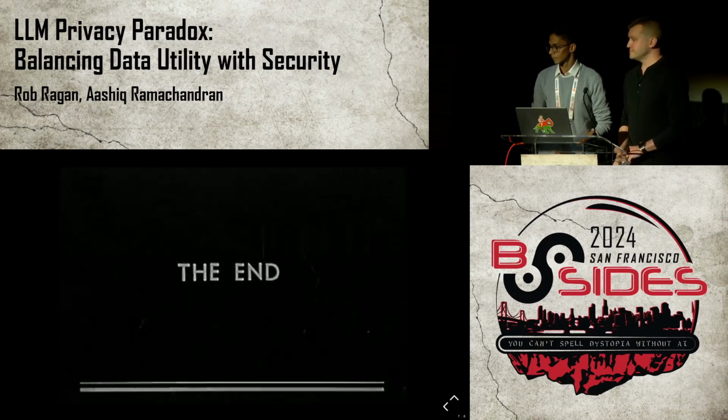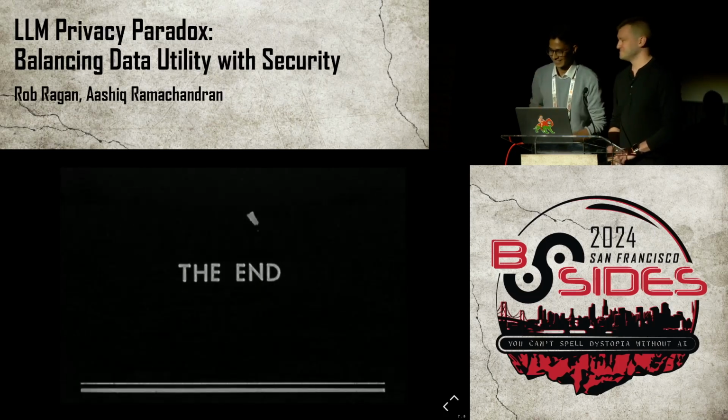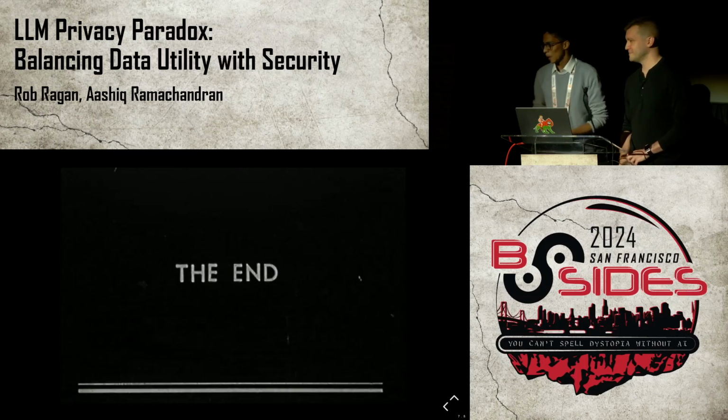All right, we have less than a minute for a question. How do you ensure the generated data is not actually related to a real person?